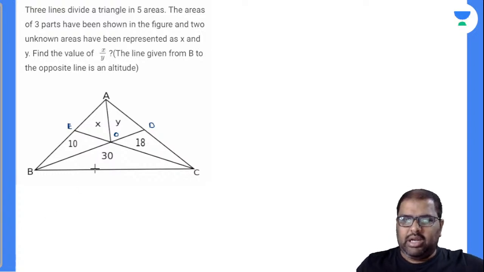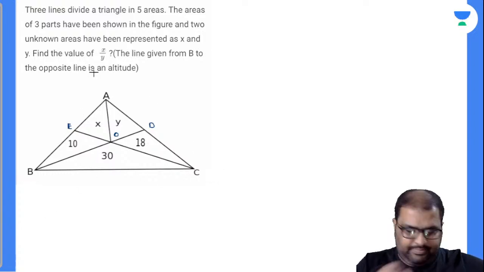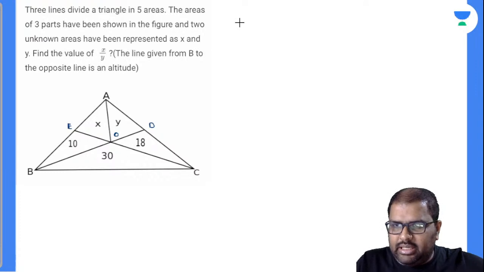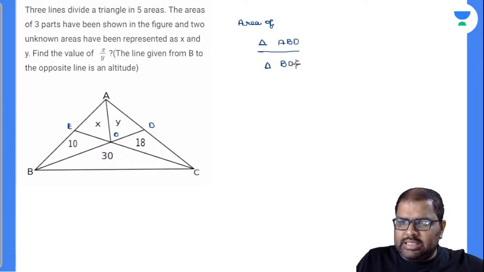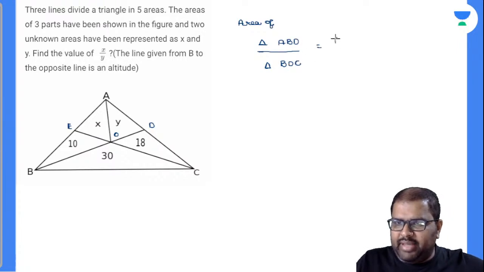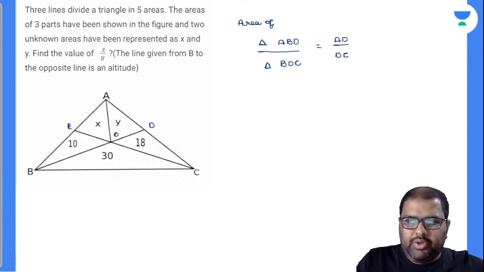Yes, perfectly. Now observe triangle ABC. In triangle ABC, I'm writing down the area of triangle ABD divided by area of triangle BDC. These areas will be in the ratio of their bases, AD by DC, because they have a common height. Will you accept with me? Yes. Now you closely observe there.